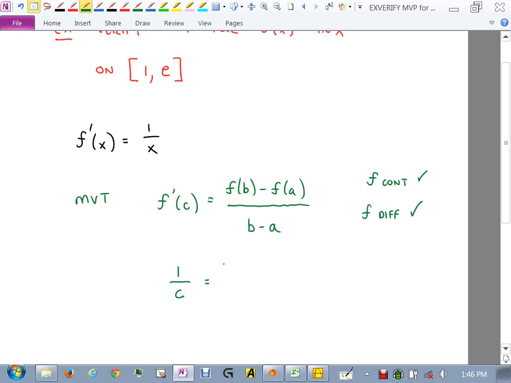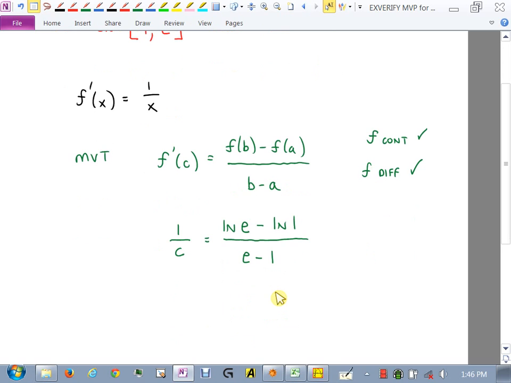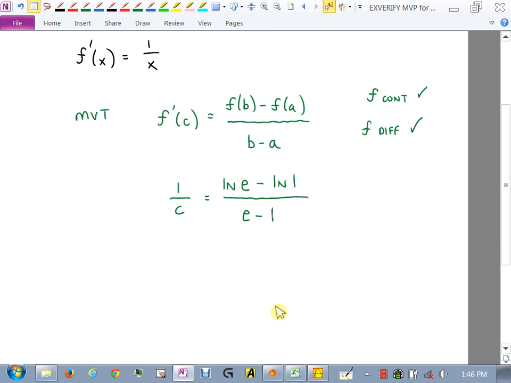So f of b would be natural log of e minus f of a, which would be natural log of 1, over e minus 1. Now this is an equation, right? The only thing that you don't know in this equation is c. Everything else is a number. So you just solve for c. What's the natural log of e? 1. What's the natural log of 1? 0. Over e minus 1, which is whatever that is.